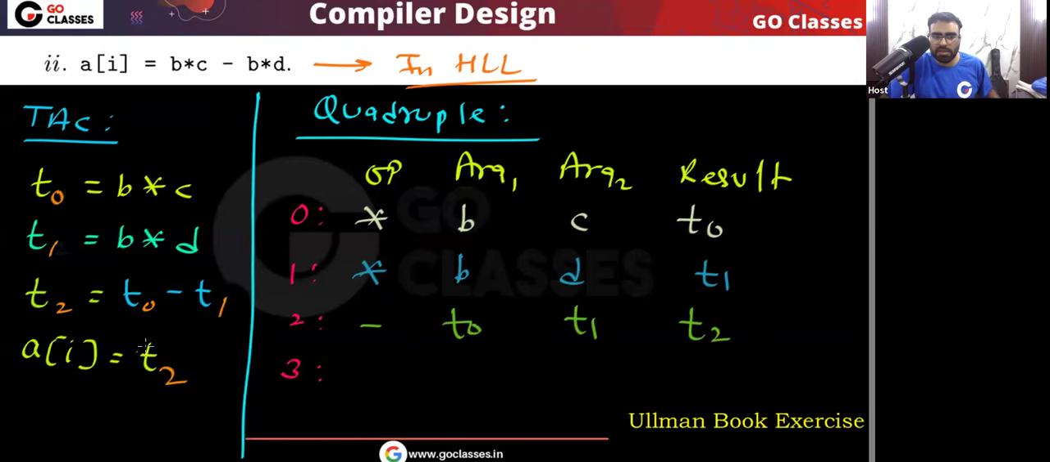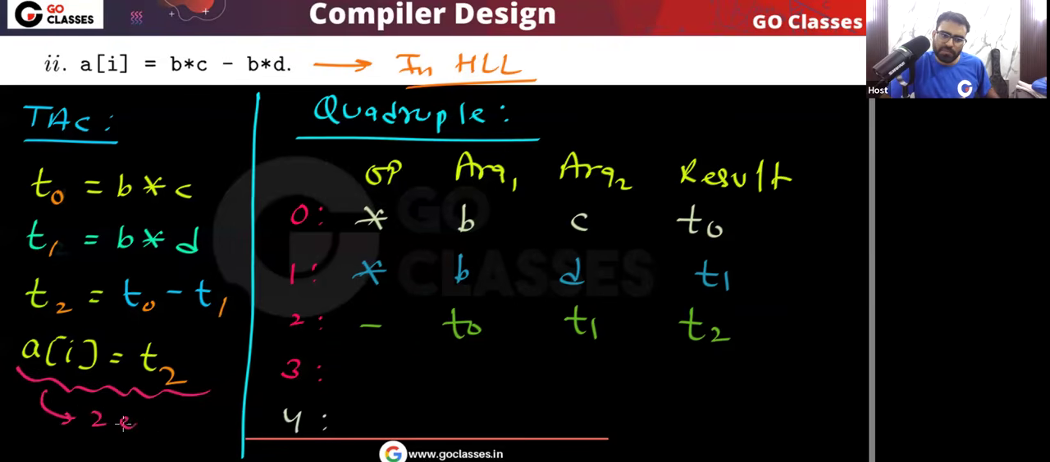Very easy. What about this last one? We have already seen how to represent this instruction in the quadruple and triple representation. There will be two entries. In the first entry, we will compute the location, basically the address, and we can store that in some temporary variable t.